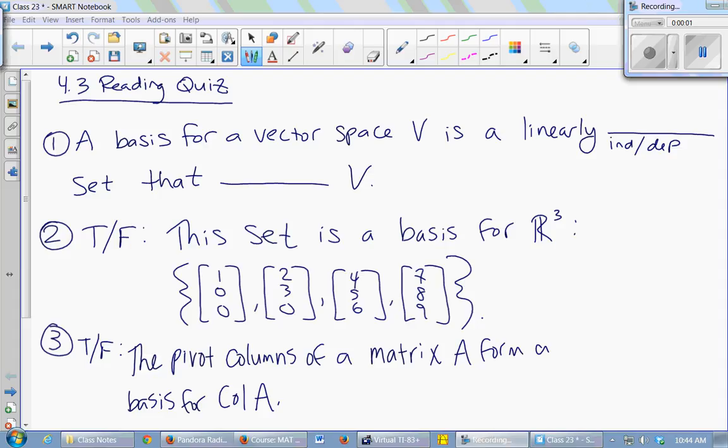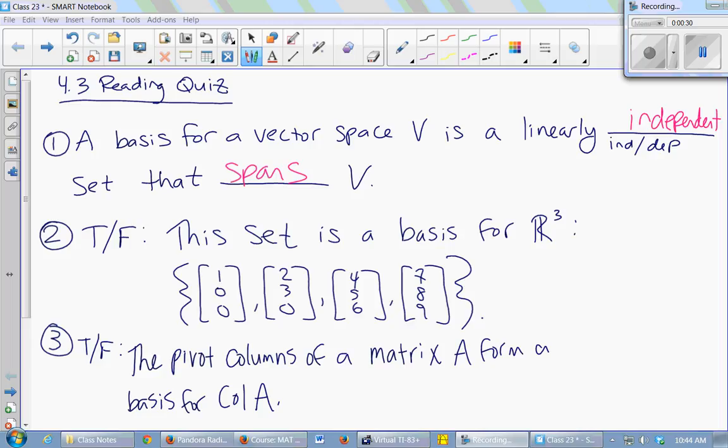So a basis for a vector space V is a linearly independent or dependent? Independent set that V spans. Linearly independent set that spans the entire vector space. True or false? This set is a basis for R3.